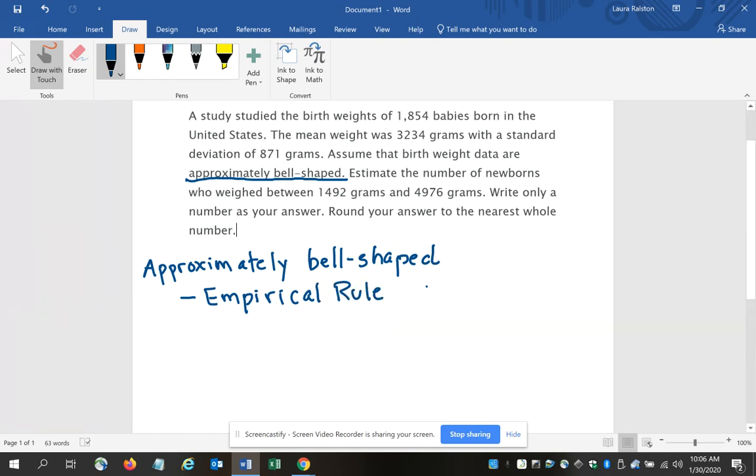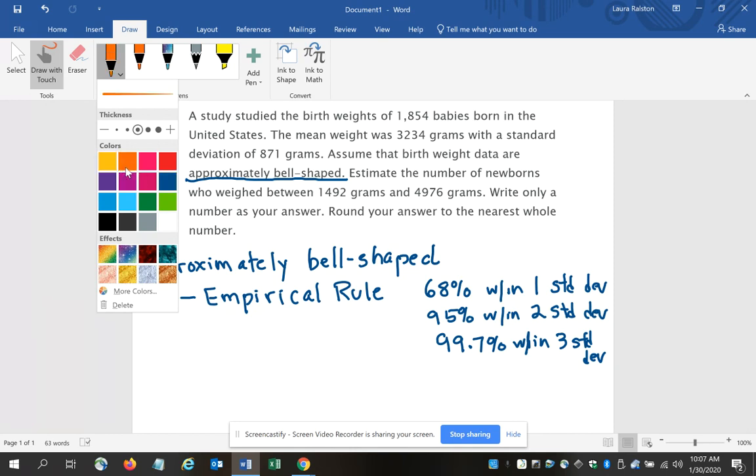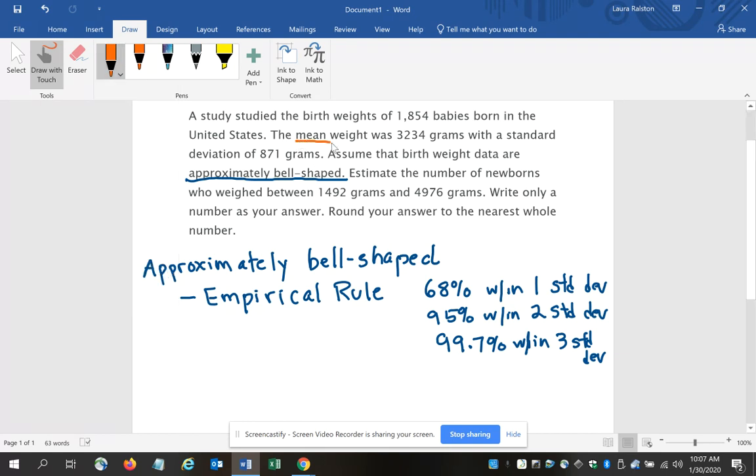And if you'll remember, the empirical rule says that there is approximately 68% of the data within one standard deviation of the mean. There is approximately 95% within two standard deviations of the mean, and 99.7% within three standard deviations. So essentially all the values of your data should be within three standard deviations of the mean. And we also know what the mean is. They tell us in the story that the mean weight is 3,234 grams. They also tell us the standard deviation is 871 grams.